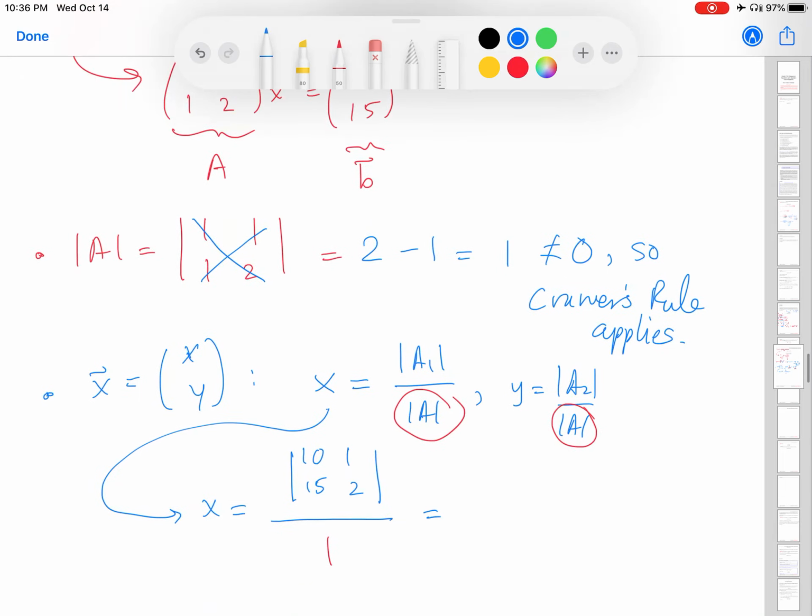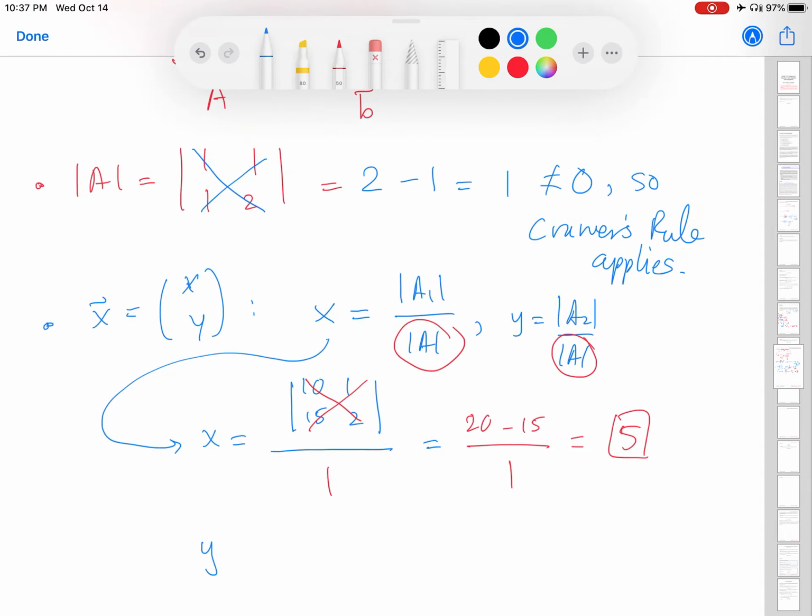Okay, and then from here, I'm actually going to calculate this determinant as usual. So multiply the diagonals, so that is 20, multiply the off diagonals, 15, and then subtract. So that gives me 5. And that's my x value. Great, so I will now do this all over again for y, except the denominator in y is still the determinant of A, which is still 1, so that doesn't change my arithmetic. The numerator now is the determinant of A2.